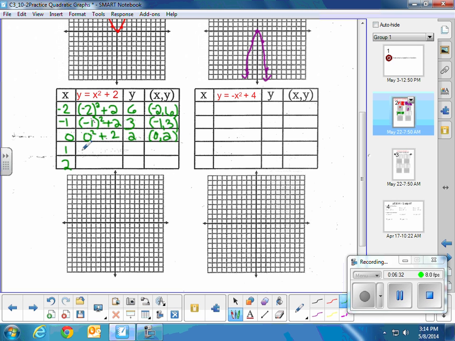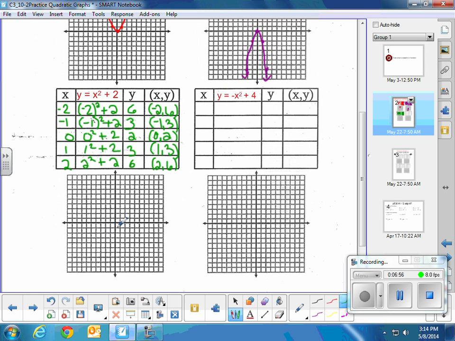Now plug in the 1. 1 squared plus 2. 1 squared is 1, plus 2 is 3, so our ordered pair is 1, 3. Now let's go ahead and plug in the 2. 2 squared plus 2. 2 squared is 4, plus 2 is 6, so our ordered pair is 2, 6.